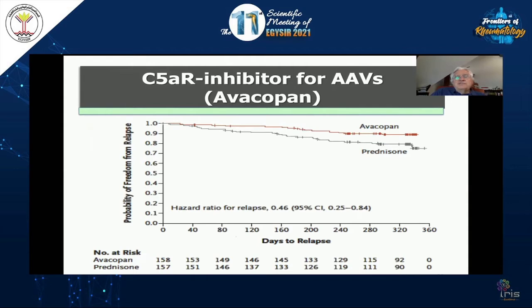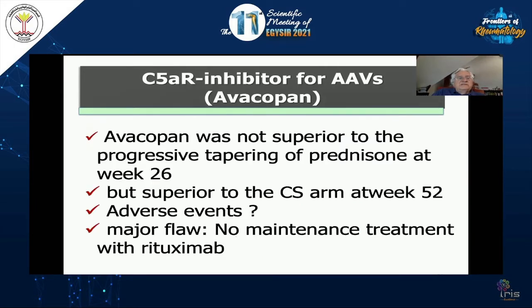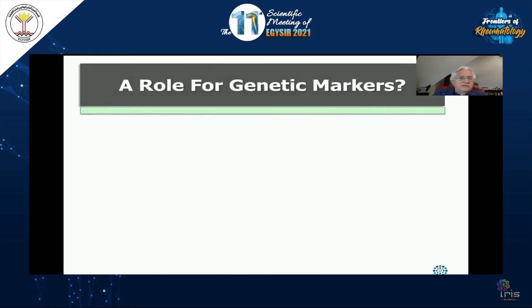The results show a slight superiority of avacopan regarding the reduction of prednisone dose, but the statistics were not so good. Avacopan was not superior to the progressive tapering of prednisone at 26 weeks, but superior at 52 weeks. We do not know everything about the adverse events of the treatment. And the major flaw is that there is no maintenance treatment with rituximab. And of course, patients relapse more because they do not take any maintenance treatment with an effective drug.